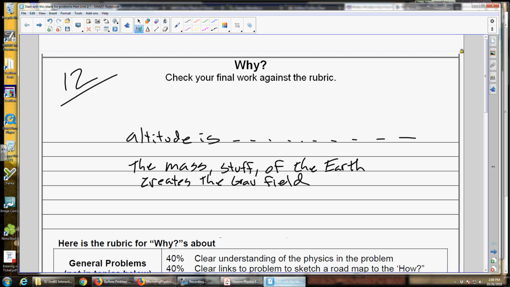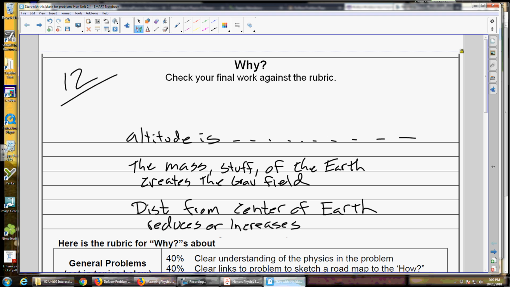What else affects the gravitational field? The distance from the center of the Earth, and that's important, right? So, Earth. I'm going to say it reduces, or increases, the field.